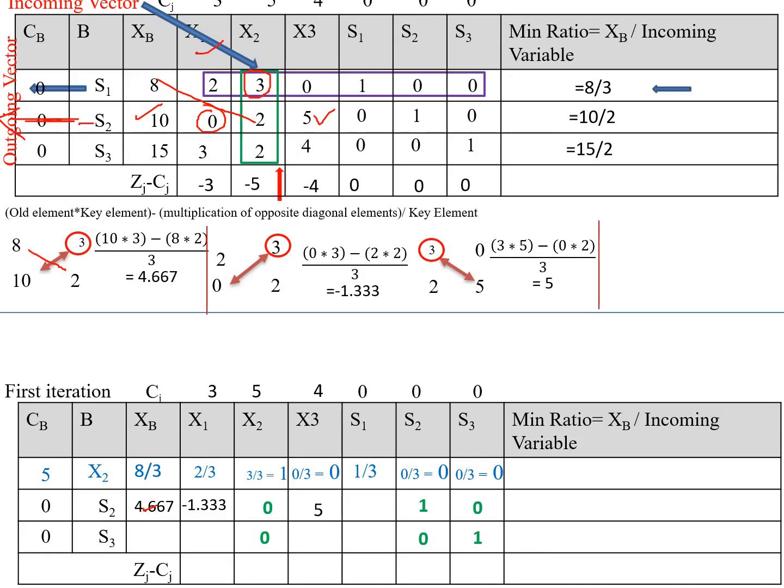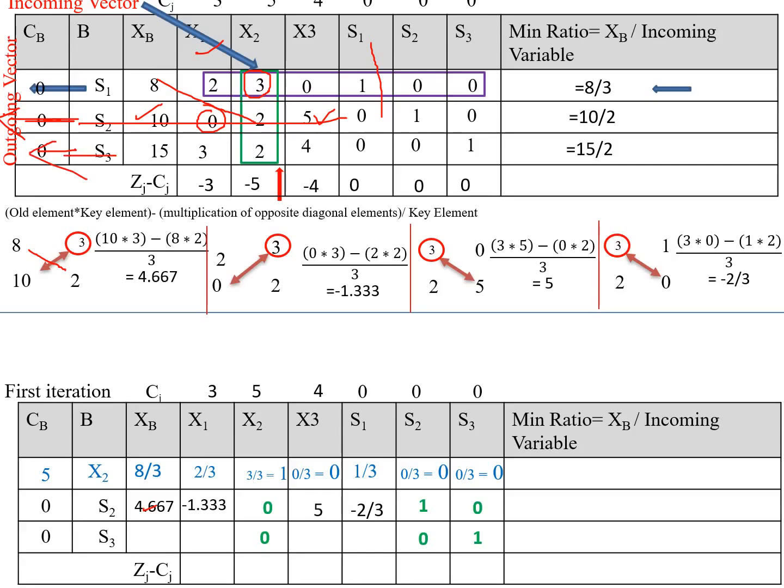Next one is the S2 row and the S1. So old element is the 0, its key element is the 3 and diagonal elements are the 1, 2. So now value it will come minus 2 by 3. Similarly, you have to modify for the S3 row also.